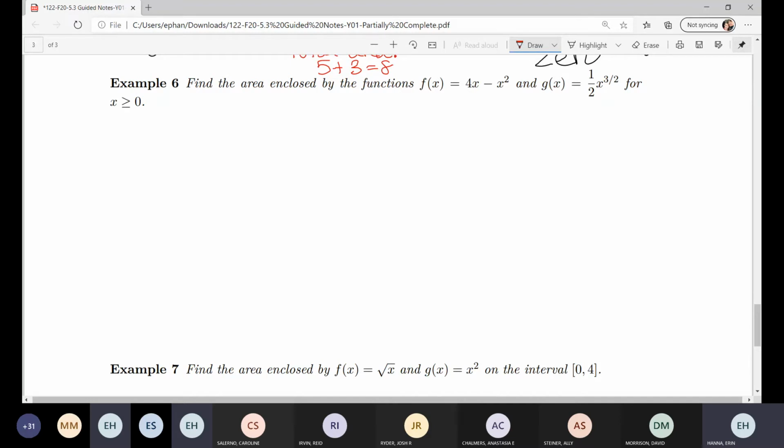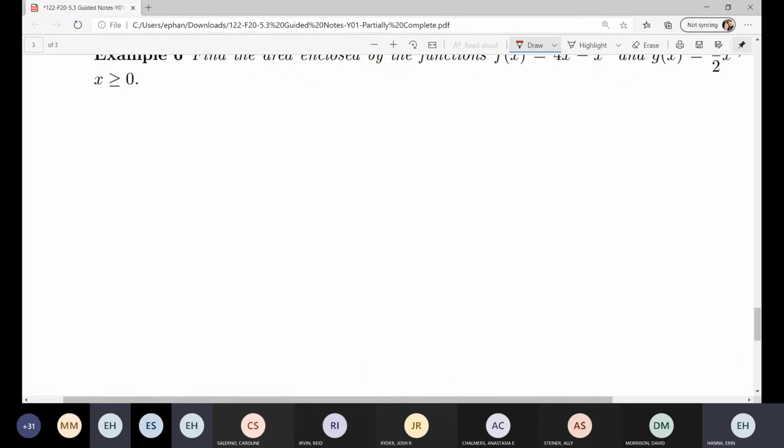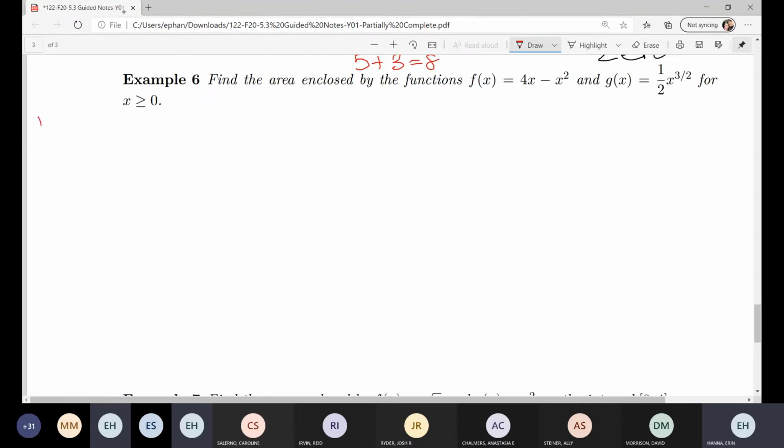Now there's one thing for this one we're going to have to use our calculator for, and that's to find where they intersect. Finding where these two intersect by hand, I honestly don't even know if I can do it. But the first thing we need to do, just like with the last ones, is find where they intersect.